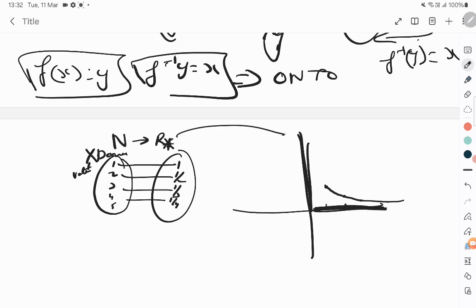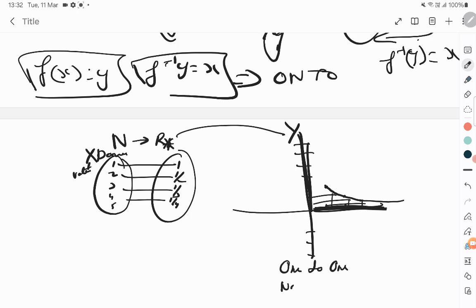Whereas the y-axis has every other element which does not have a pre-image. All these elements do not have a pre-image. All the negative elements of the y-axis do not have a pre-image. So that shows that it's definitely 1 to 1. We can say that definitely it's 1 to 1 because every value on the x-axis has a unique value of y.